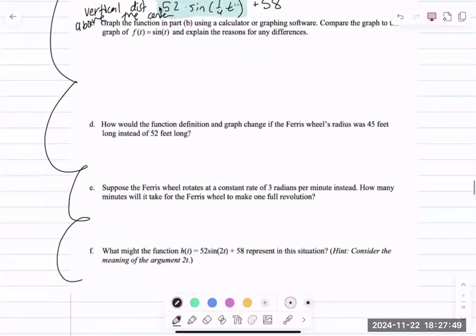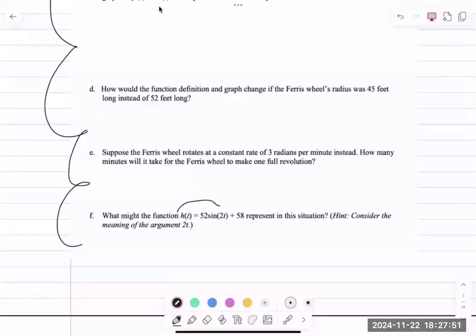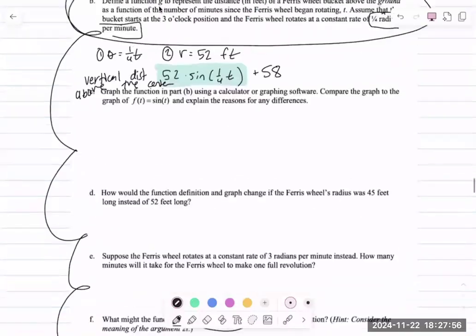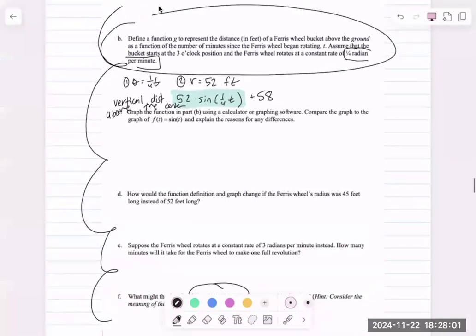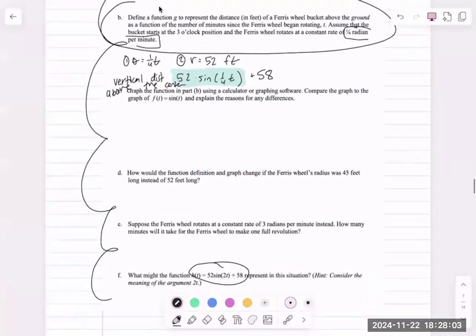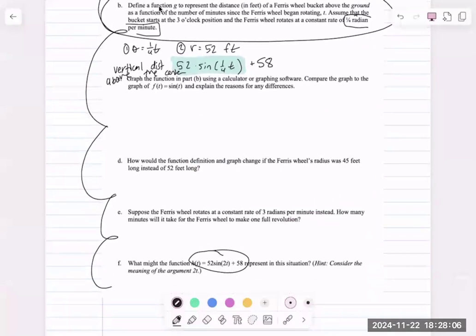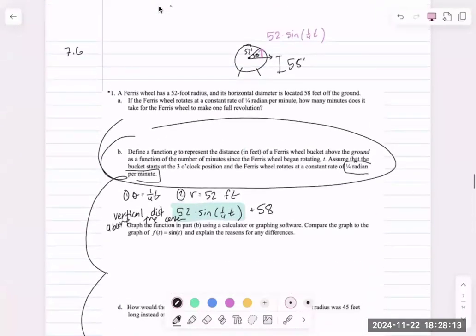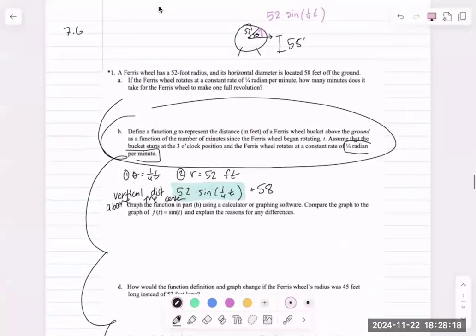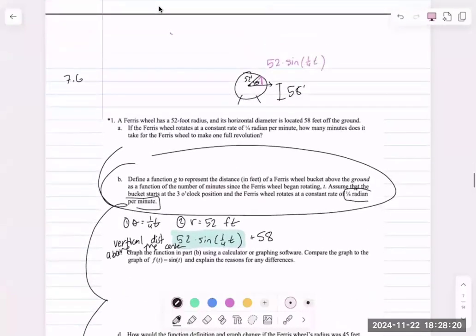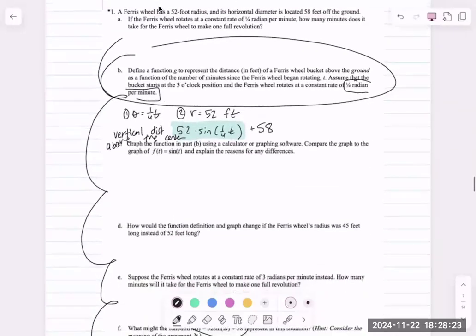So again, if we had something like h of t equals 52 sine 2t plus 58, this would represent the same situation, right? Our radius hasn't changed. Our vertical distance of this Ferris wheel above the ground hasn't changed, but we're now spinning 8 times as fast. We're spinning at 2 radians per minute instead of 1/4 of a radian per minute. Remember, go back to this problem, use it to hopefully help you with the exam review packet. This one is really good. And if you can get this one down, then it shows you really understand our modeling of these functions.